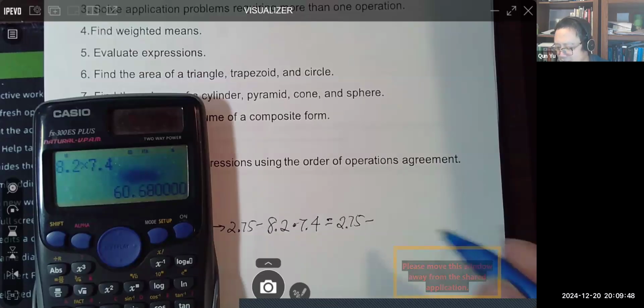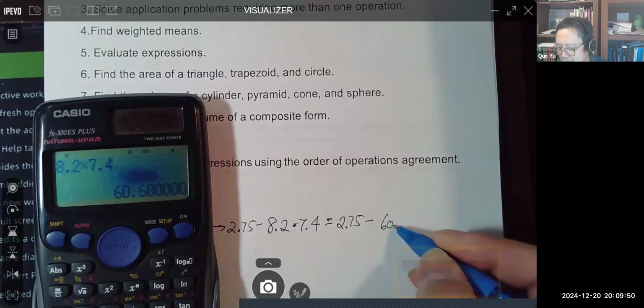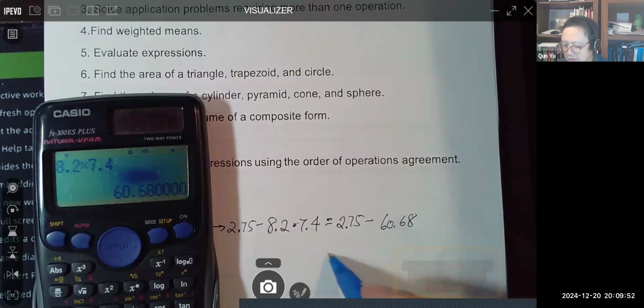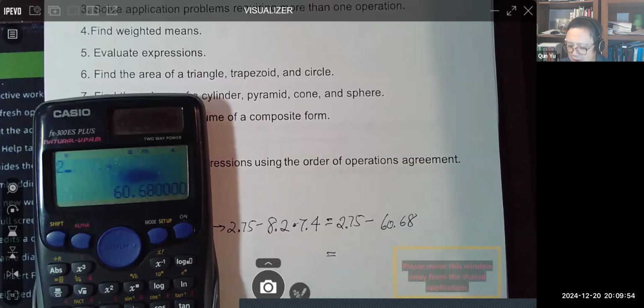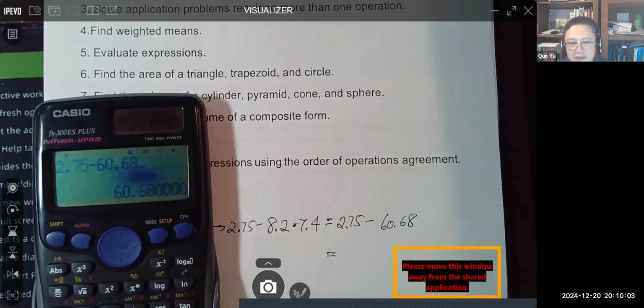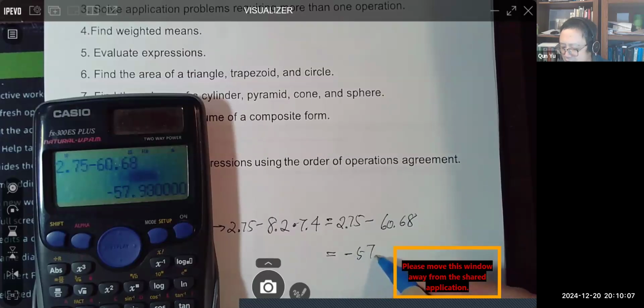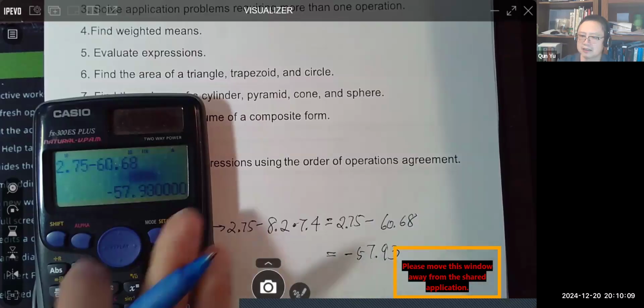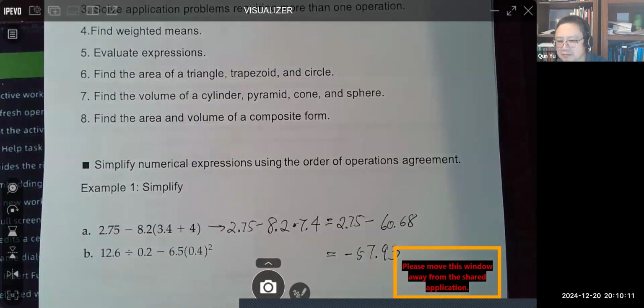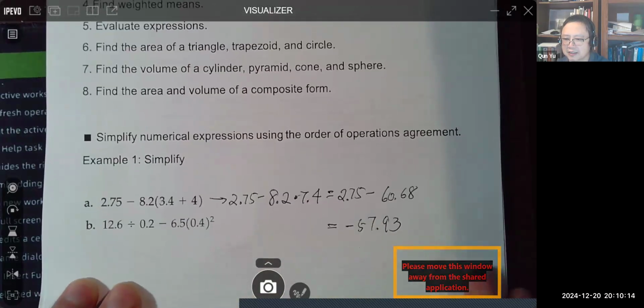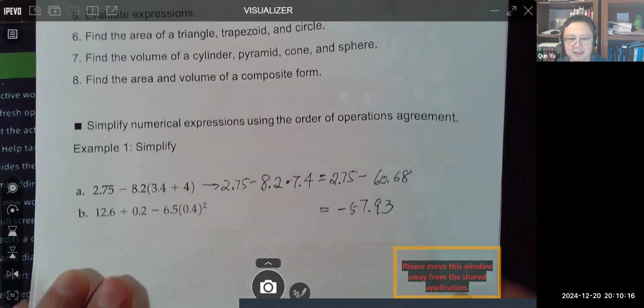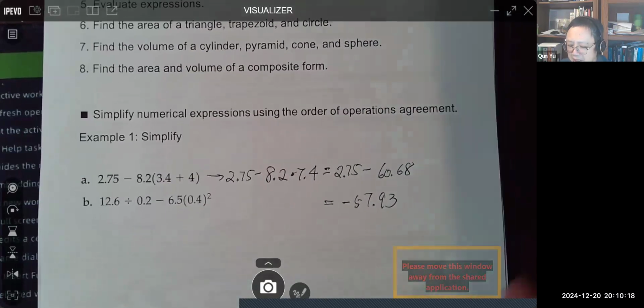We already get that. This is 60.68. So now we do subtraction: 2.75 minus 60.68 equals. So we got a negative number, negative 57.93. So that's our answer.